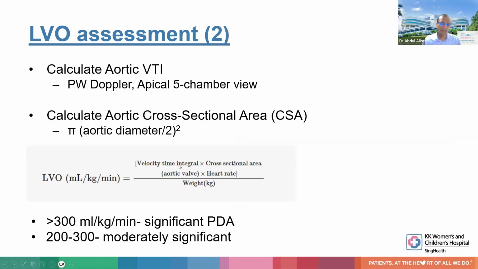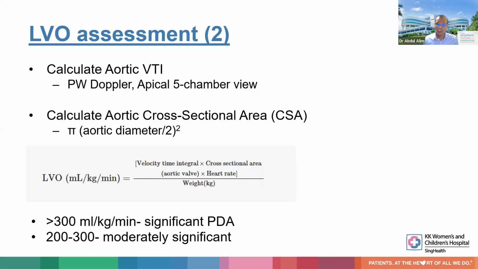Then we can measure the aortic root diameter and calculate the aortic cross-sectional area. The cross-sectional area is pi r squared, which is pi times the aortic diameter divided by 2, squared. Velocity time integral times the cross-sectional area times the heart rate divided by weight gives the left ventricular output in ml per kilogram per minute. Most machines give the values automatically, but we can also calculate it manually if your echo machine is not equipped with that.